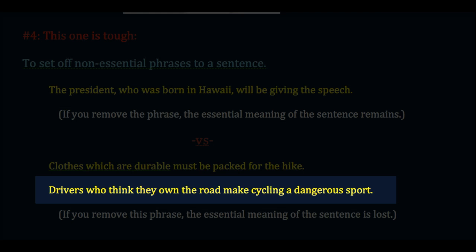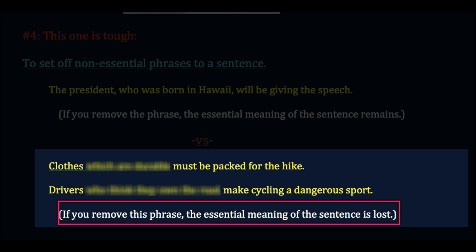Drivers who think they own the road make cycling a dangerous sport. Well, no, drivers don't make it a dangerous sport. It's particular drivers who are angry and think they own the road. That is essential to understanding. Therefore, you don't want commas there. If you removed it, the essential meaning of the sentence would be lost.